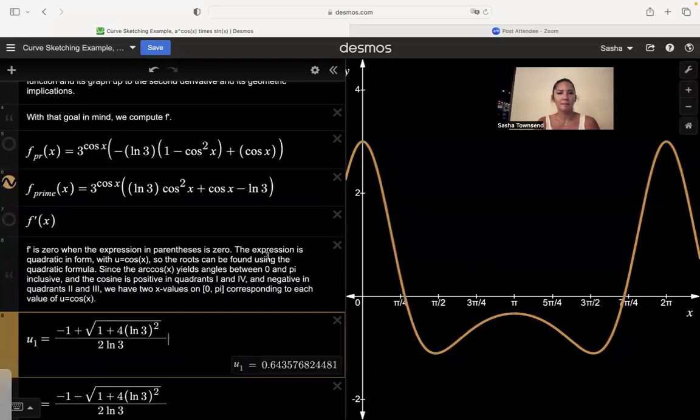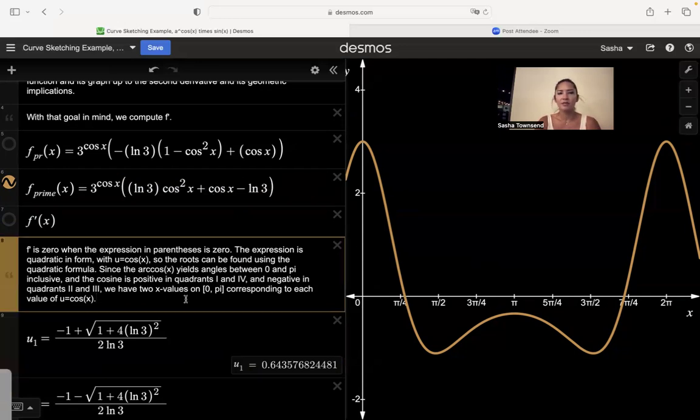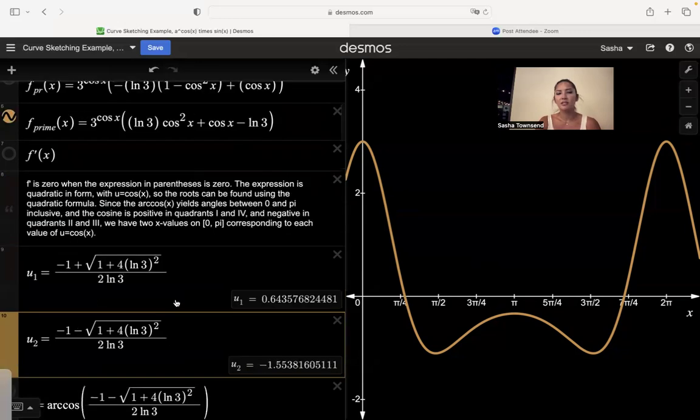Now, if u is equal to cosine of x, this is natural log of 3 times u squared plus u minus natural log of 3. Then the two roots of that are u1 and u2, and those are just given by the quadratic formula. Negative b plus or minus the square root of b squared minus 4ac, all divided by 2a. So this is our first root for u, and this is our second root for u. But again, those are not the x values that cause this to be 0. The x values that cause this to be 0 are given by the arc cosine of these u values.